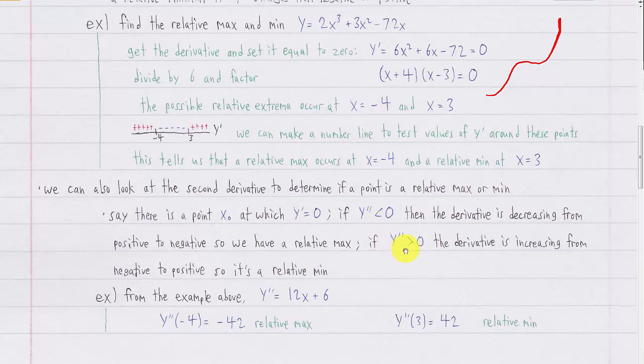If the second derivative is positive, that means it must be a relative minimum, because the slope of the tangent lines are going from negative to 0 to positive, so they're increasing.